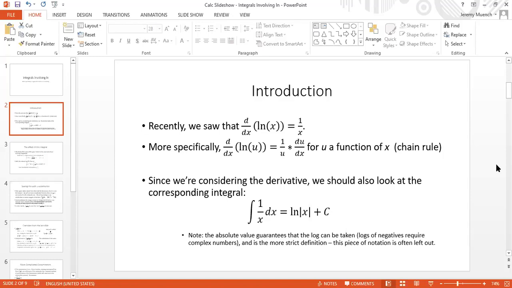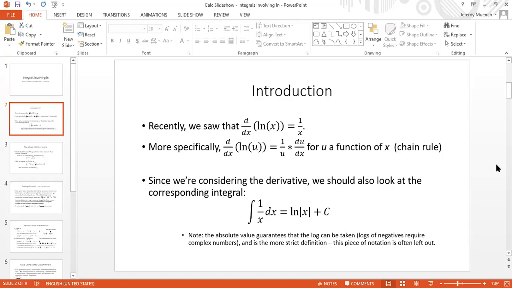Well, we're going to undo this. We're going to take a look. If this is the derivative, then we're going to take a look at the antiderivative, the integral. So since the derivative of ln of x equals 1 over x, then it must be that the integral is the reverse. So the integral of 1 over x dx is ln of x plus c.